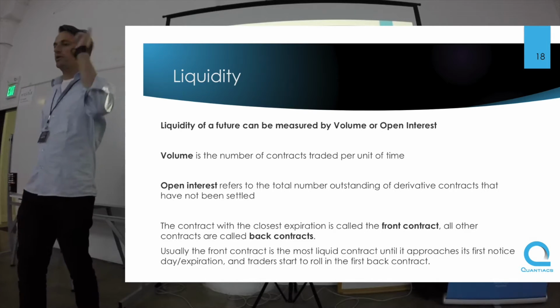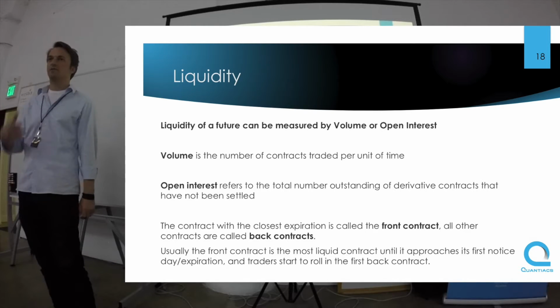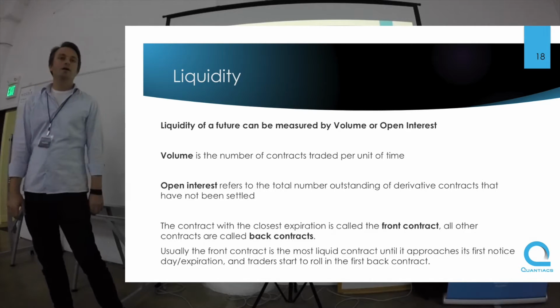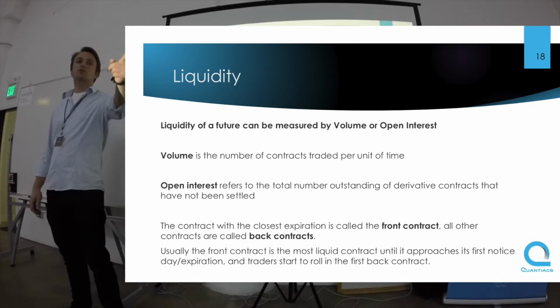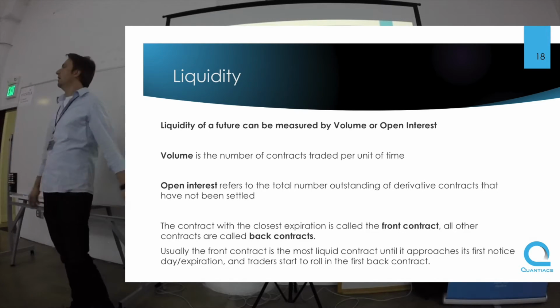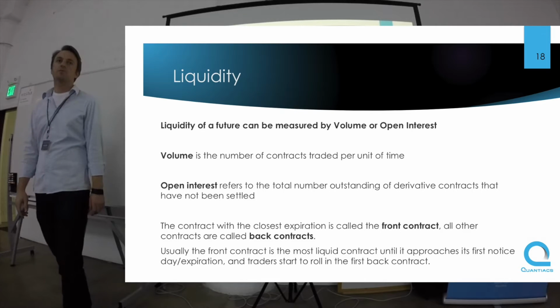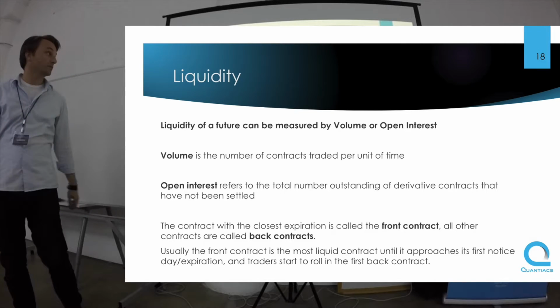So if Dirk and I agree on a delivery of crude oil, we create 1 contract. Open interest would be 1. And the difference to volume is Dirk could sell his contract to Nobi. This would create volume of 1, but it would not increase the open interest because there is still only 1 contract left. So this is the difference between volume and open interest.